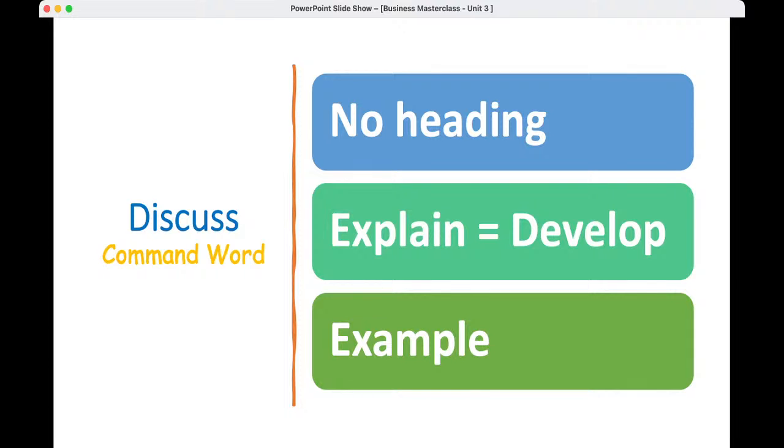It's a really unique, strange one for us as examiners, because this is what we're told. Whatever they're going to discuss needs to be in the first sentence, and there's no need for a heading. Really, really important. And then you just explain it. You develop your answer as much as you can. And an example, if it works, is really good, because it reinforces to us as examiners that this student knows what they're talking about.